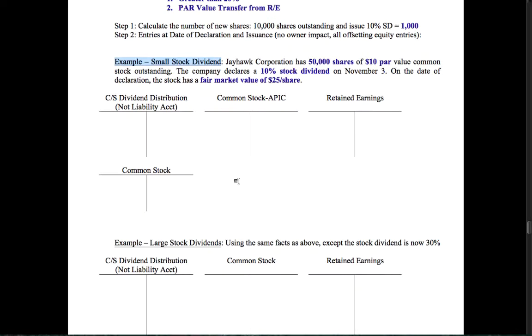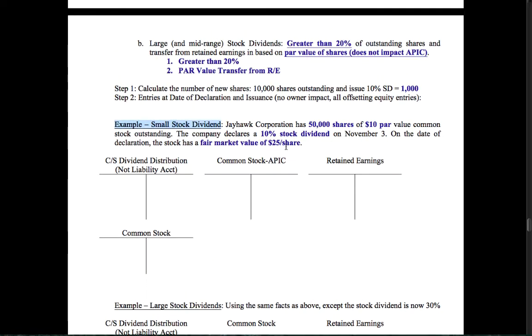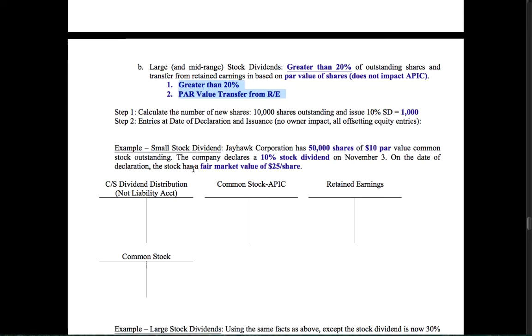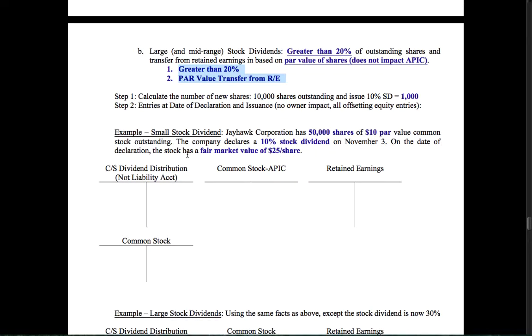Do not let yourself be tricked in an example. I may give you an example of a large stock dividend and put the fair value number in the problem. You need to remember that the fair value number will not impact retained earnings, because it is transferred at par value. So do not let yourself get tricked. If you remember the difference between small stock dividends and large stock dividends, you should be able to do any of these problems. So now let's go into the entries that we need to make.